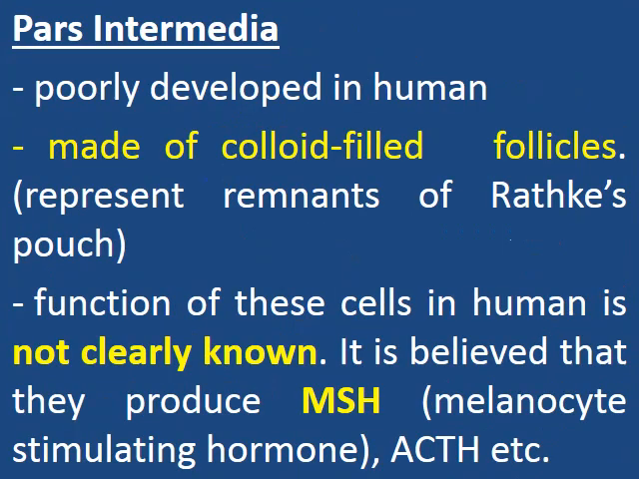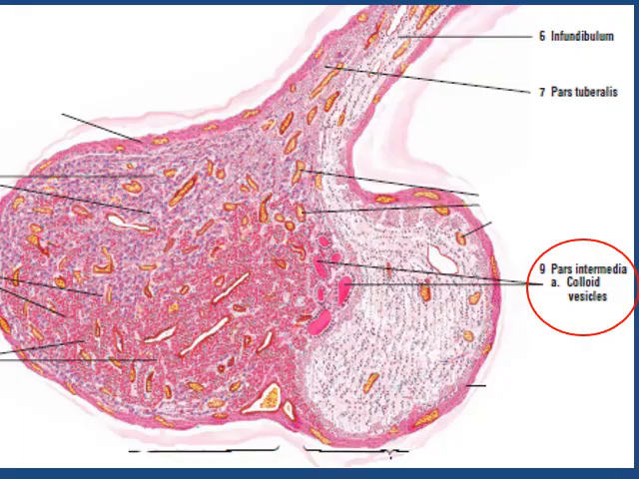Pars intermedia is poorly developed in humans and made of colloid filled follicles, which represent remnants of Rathke's pouch. The function of these cells in humans is not clearly known. It is believed that they produce melanocyte stimulating hormone and adrenocorticotropic hormone. You can see the picture in which the pars intermedia follicles are colloid filled.